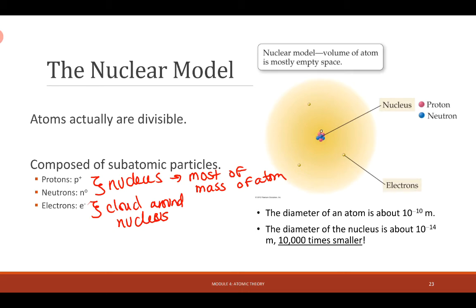And the nucleus is about 10 to the minus 14. So it's much, much, much smaller than the overall atomic size. But that's where most of the mass is. So if you think about a blueberry or a marble in the center of a football field, but then that blueberry or that marble being super duper heavy compared to the whole football stadium, it's kind of mind-blowing.